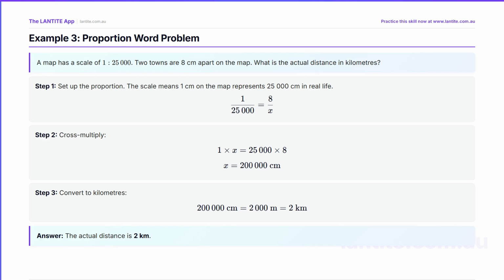Map scales are a classic LANTITE proportion question. The scale 1 to 25,000 means 1 centimeter on the map equals 25,000 centimeters in real life. The towns are 8 centimeters apart on the map, so set up the proportion 1 over 25,000 equals 8 over x. Cross-multiply to get x equals 200,000 centimeters. Now convert. Divide by 100 to get 2,000 meters, then divide by 1,000 to get 2 kilometers. The actual distance is 2 kilometers.